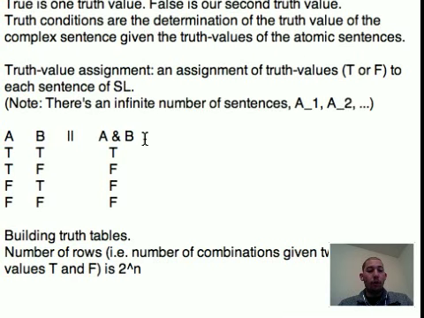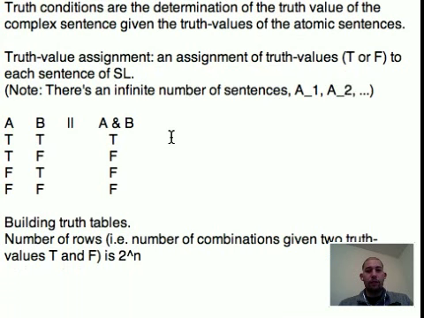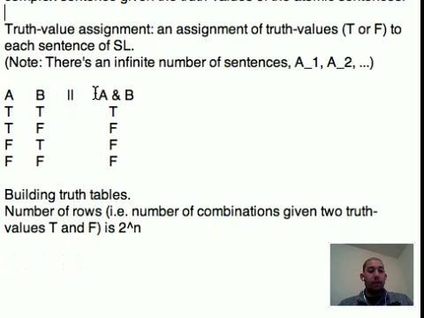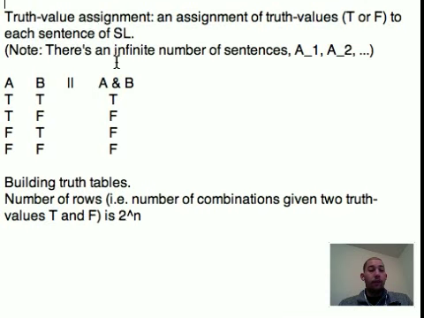All we're going to have to do is build truth tables out of the sentences that we actually see in the given sentence of SL. So if we have a sentence, for example, like A and B, then all we need to do to build a truth table is consider all the different possible truth assignments for this given sentence. The only ones we have to look at are the sentence A and the sentence B.